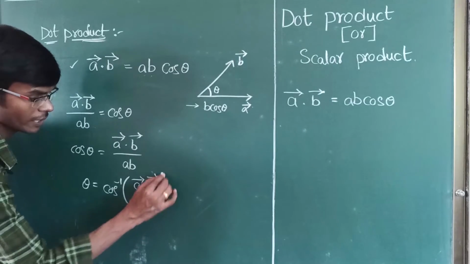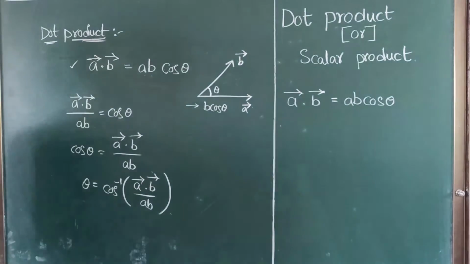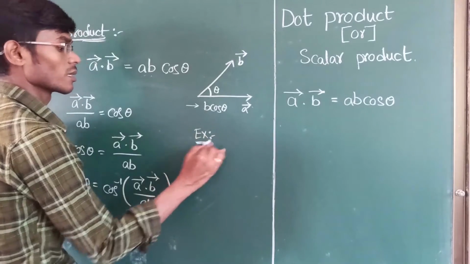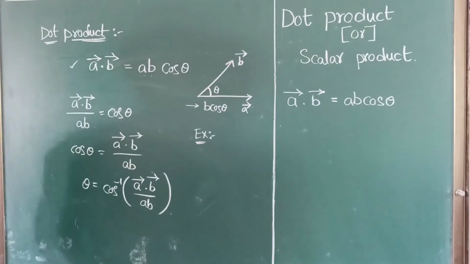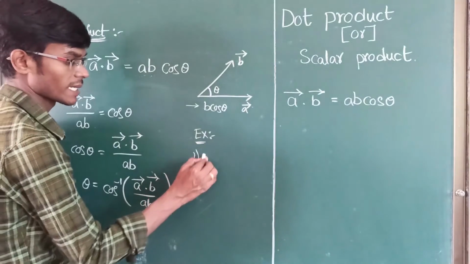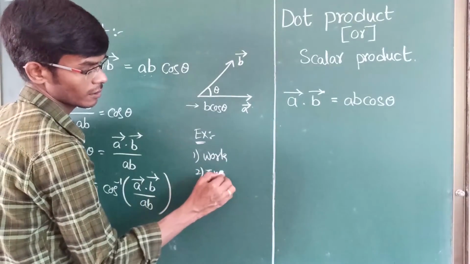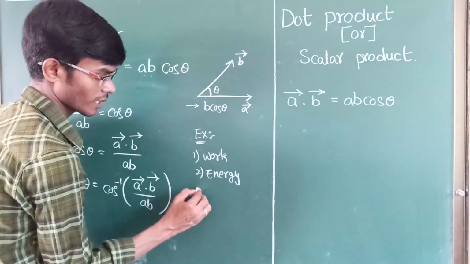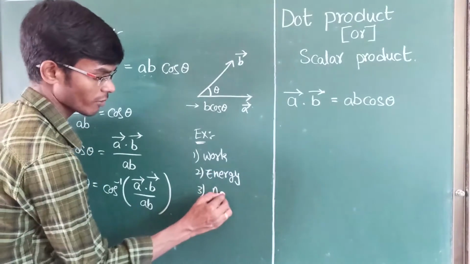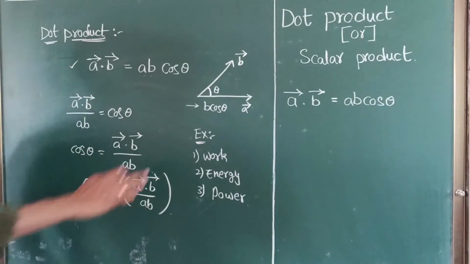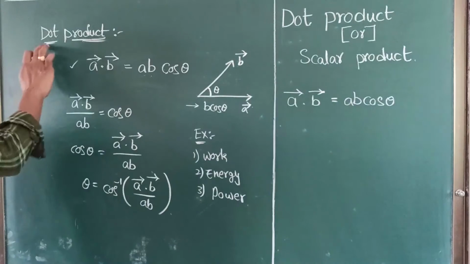So what are the quantities that follow the dot product or scalar product? Examples we can consider are work, energy and power. Not only these quantities, but these are some of the examples of dot products.